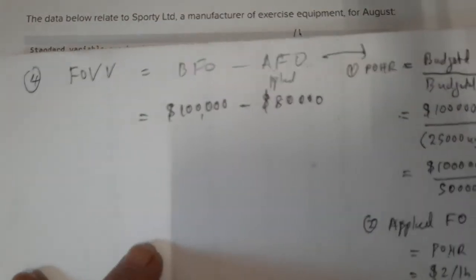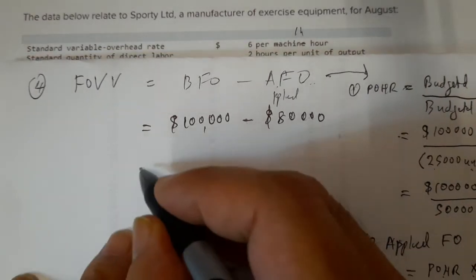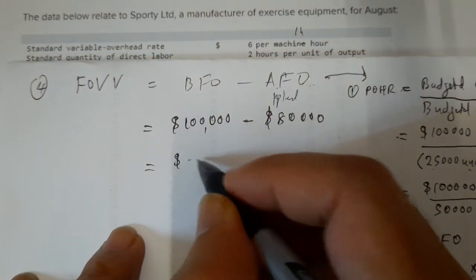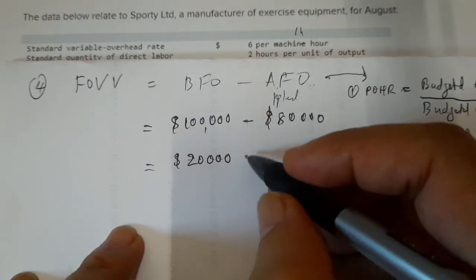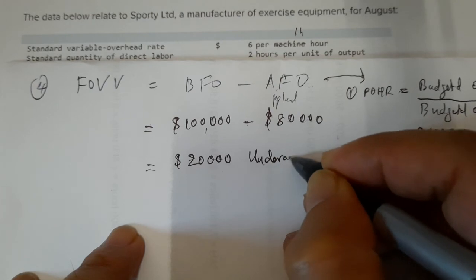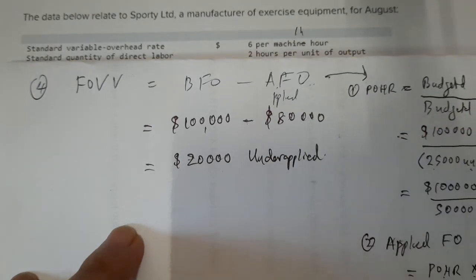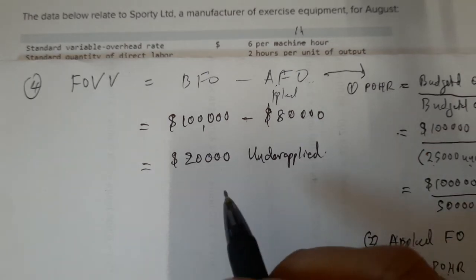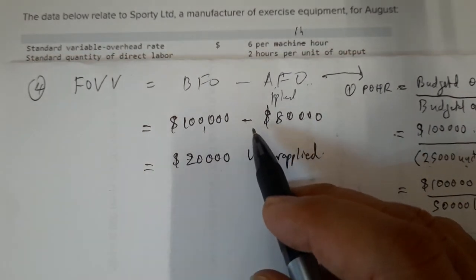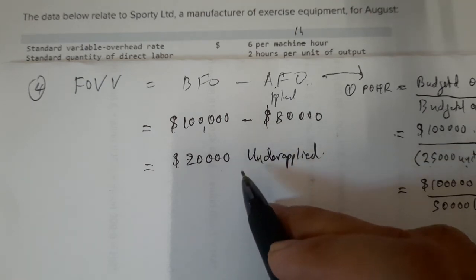Okay, now what is the answer for this? The answer is 20,000. 20,000 under applied. According to this textbook, there is no favorable or unfavorable answer. Just whether the situation is under applied or over applied.